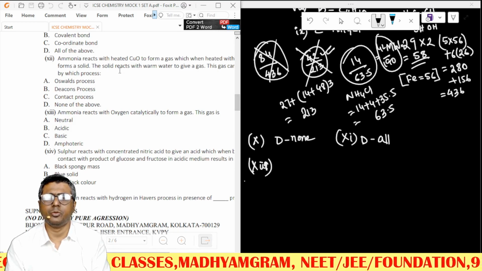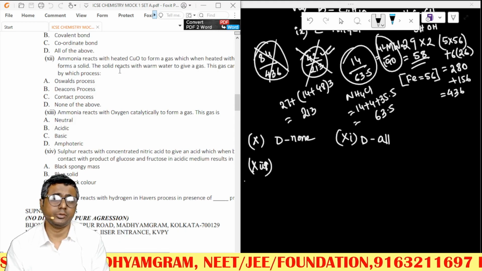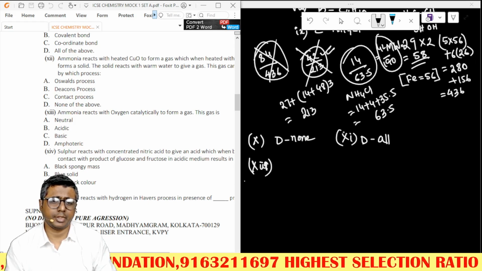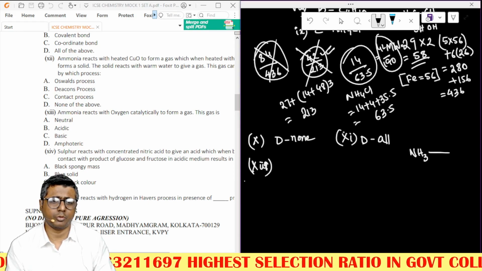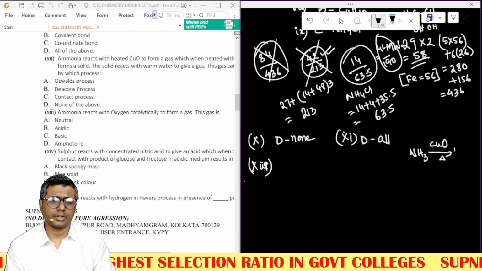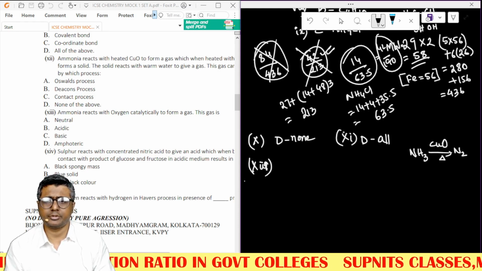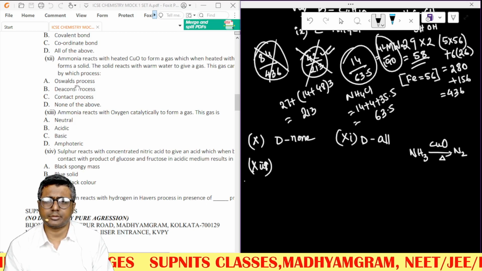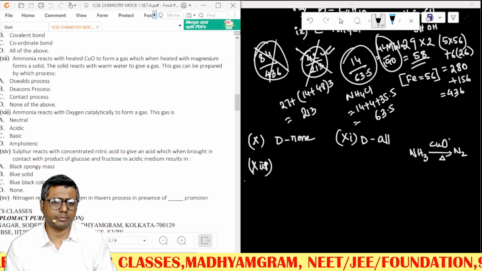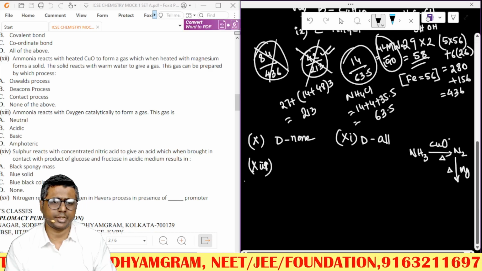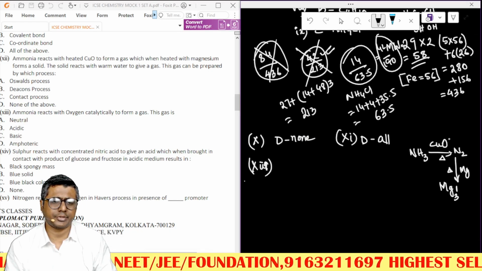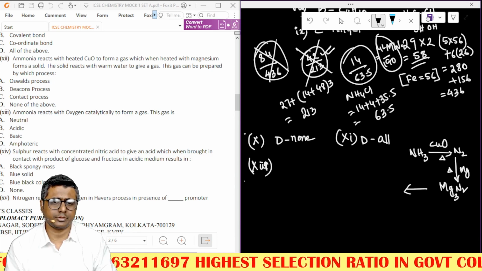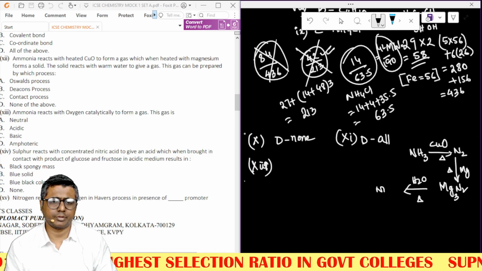Ammonia reacts with heated CuO. It gives a gas. What gas does it give? When ammonia reacts with heated CuO, then nitrogen gas is given, which when heated with magnesium gives magnesium nitride, which is a solid. The solid reacts with warm water to give a gas.